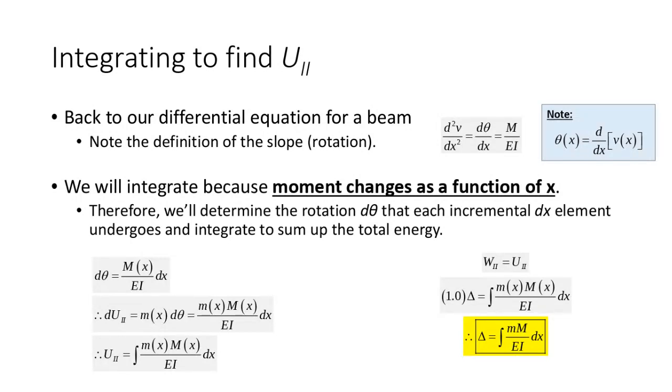So what we're going to have to do is integrate to find our energy. We're going to have that U2 term. If we can determine that U2 term and sum that up, that's going to be our deformation. The way we do that is we use that differential equation. Instead of forces and displacements, we're looking at moments and rotations, because that's the differential equation that defines the behavior of the beam. And how do I determine that little incremental rotation right here?